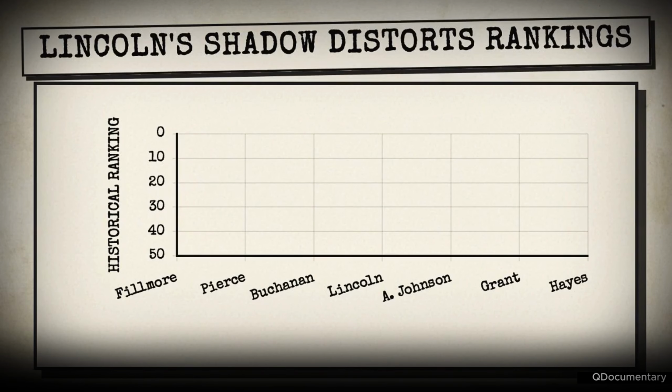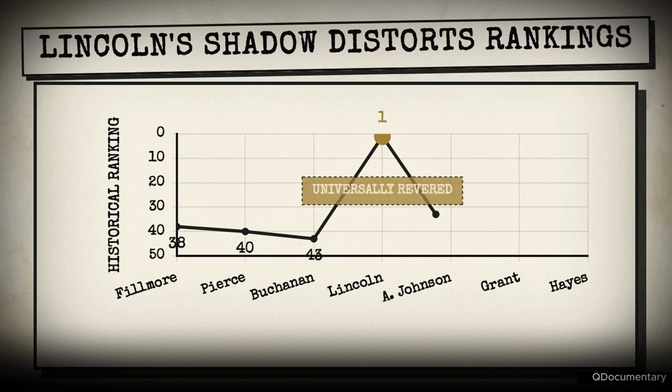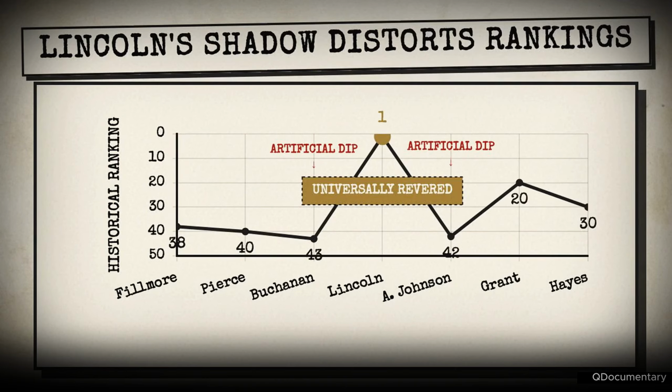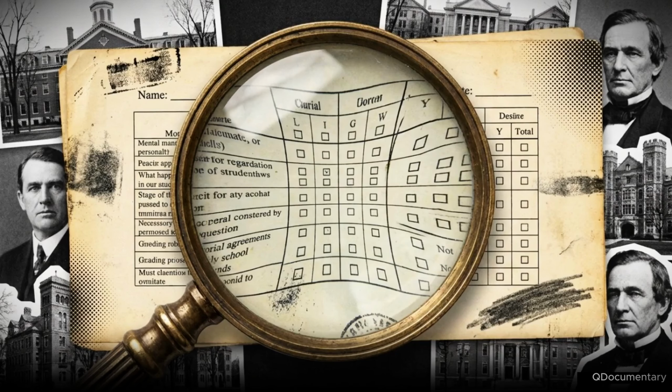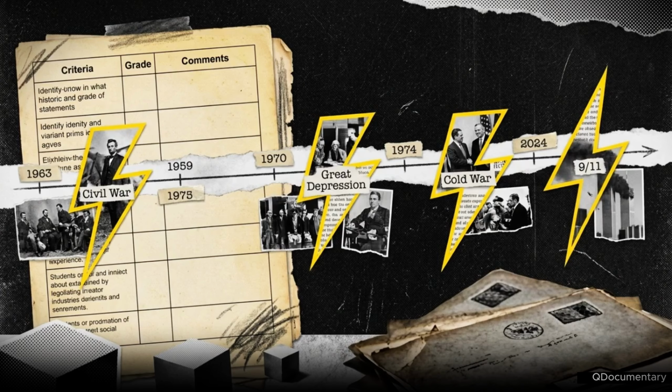This chart highlights a geographic distortion. Look at the data surrounding the 1860s. Presidents serving immediately before and after Abraham Lincoln suffer from the Lincoln effect, receiving an artificial dip in their scores because they share a timeline with a universally revered figure. When you examine the scoring criteria, it becomes clear that these qualitative metrics often measure a president's historical timing and sheer luck rather than their actual executive competence.